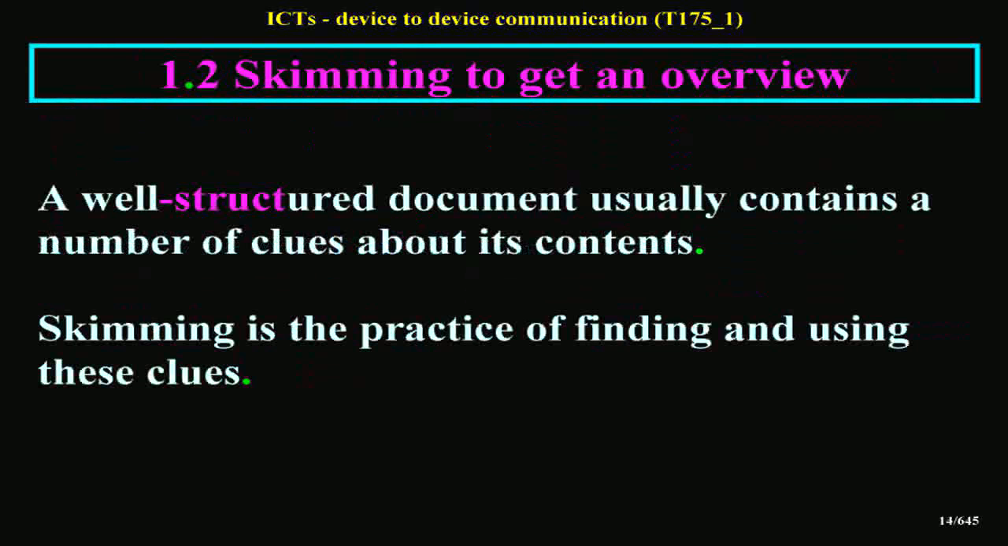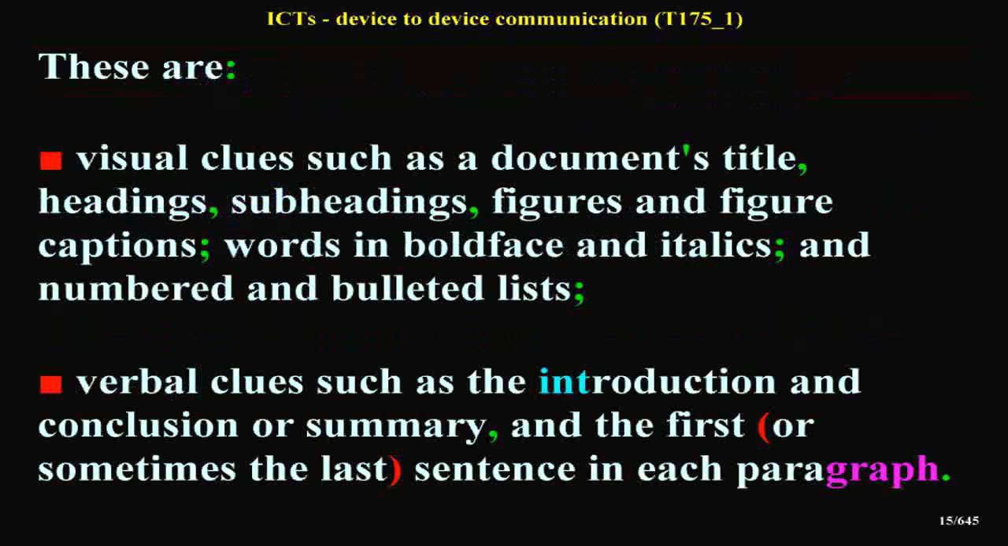1.2 Skimming to get an overview. A well-structured document usually contains a number of clues about its contents. Skimming is the practice of finding and using these clues. These are visual clues such as a document's title, headings, subheadings, figures and figure captions, words in boldface and italics, and numbered and bulleted lists.